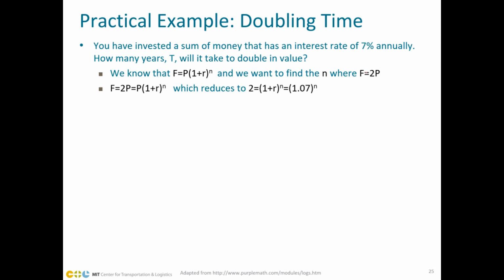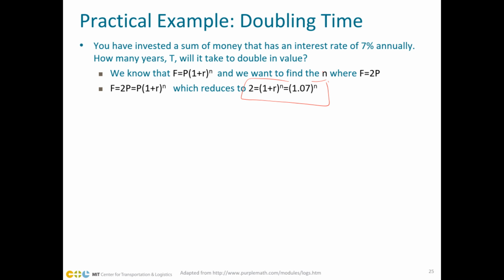So what am I going to do? I'm going to substitute in: when does F equals 2P equal P times 1 plus r to the nth? Now I want to simplify this. The P's cancel out, and I end up with 2 equals 1 plus r raised to the nth. Plugging in r is 0.07, I get 2 equals 1.07 raised to the nth. How do I solve for this? I want to solve for n.